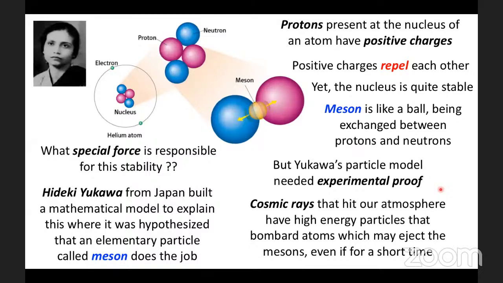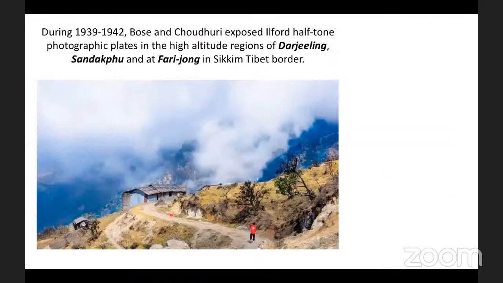So what they did is they went up to Sandakphu. Many of you may have trekked up to Sandakphu. If you haven't, maybe you'll go. If you ever go up to Sandakphu, trekking from Darjeeling, think of Bibha Chaudhary. During 1939 to 1942, Bose and Chaudhary exposed half-tone photographic plates in the high altitude regions of Darjeeling, Sandakphu, and at the Sikkim-Tibet border, at a place called Phari Dzong. The idea was to keep the photographic plates; if cosmic rays fall on them, they will leave a track.